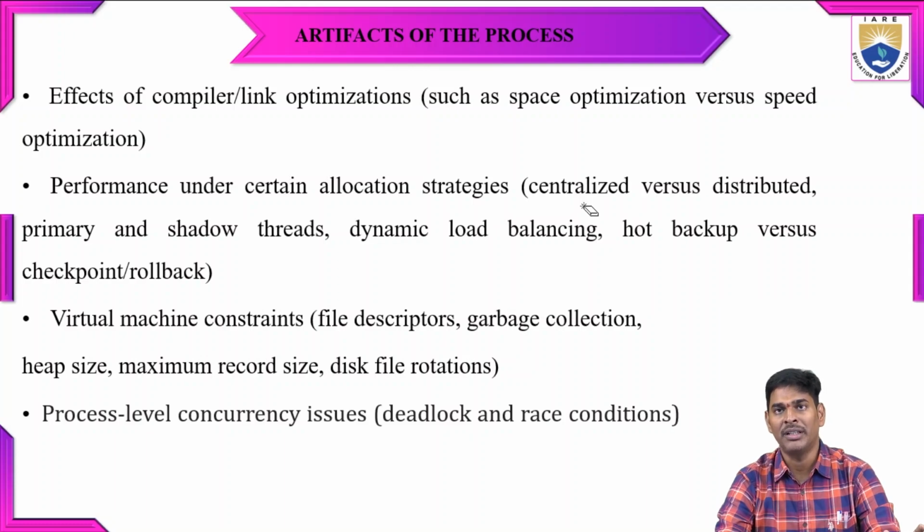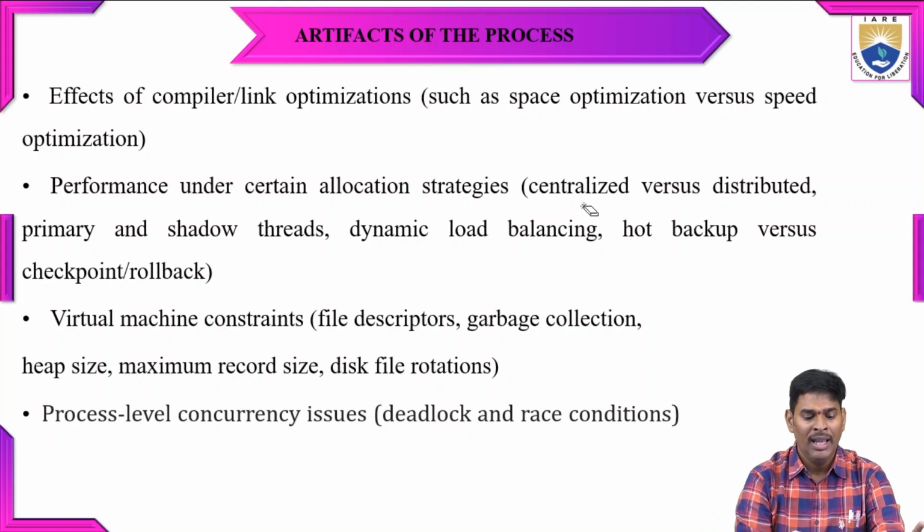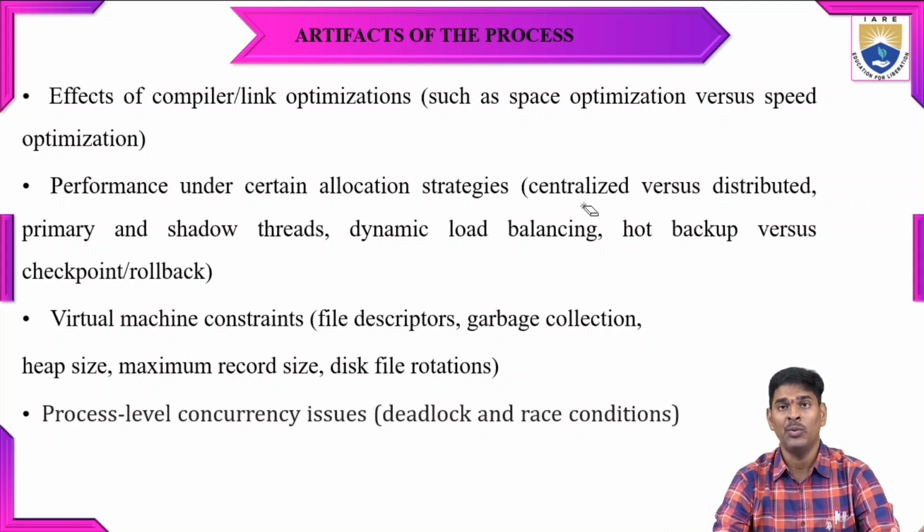Whereas in a distributed system, the information will be distributed through all the servers. The information will be secured. Even if one system fails, another system will be activated and the information will be transmitted very smoothly, so that performance will be improved. And also the primary and the shadow threads. Mainly we need to concentrate on whether to use the primary or the shadow threads.